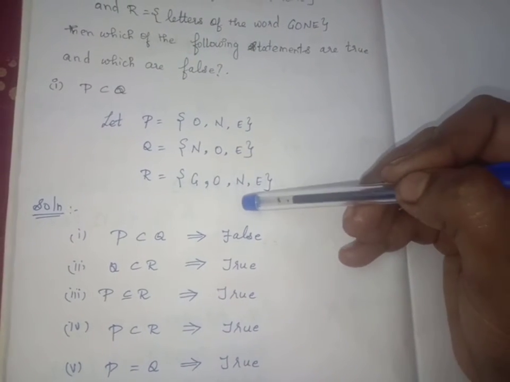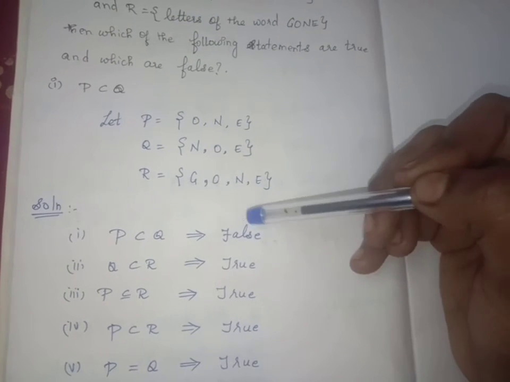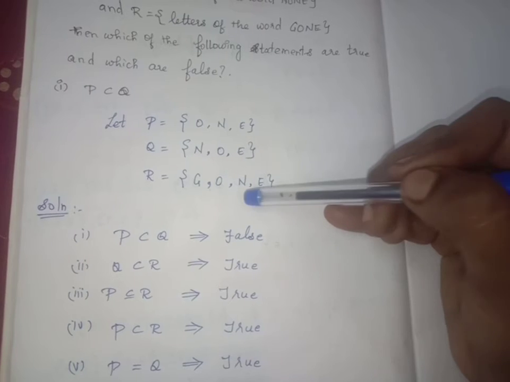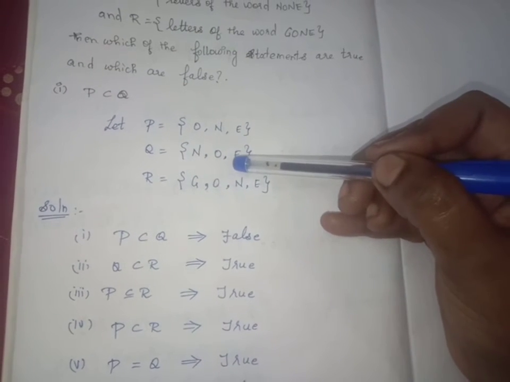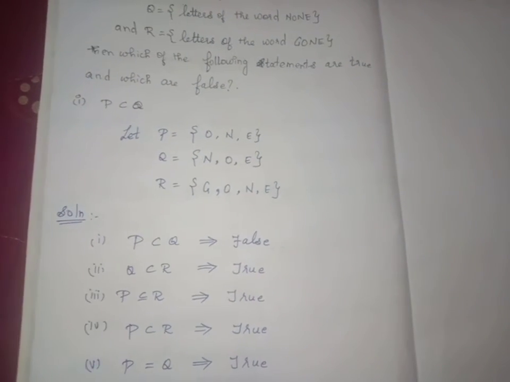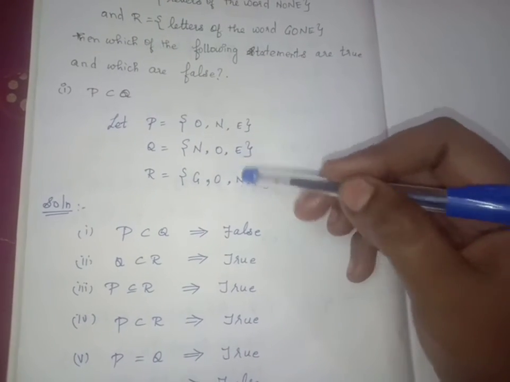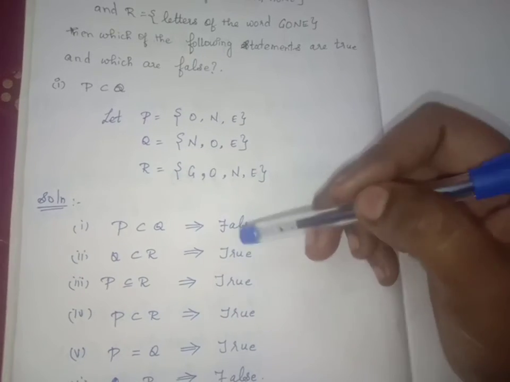Next one, Q is a subset of R. So Q is a subset of R means {N, O, E}. In R having {G, O, N, E}, R has N, O, E also. So Q is the smaller set, R is the bigger set. Yes, it's a subset because all of Q is in R. So it's a true statement.